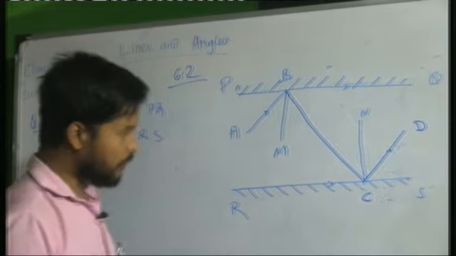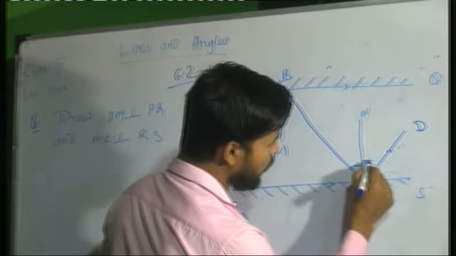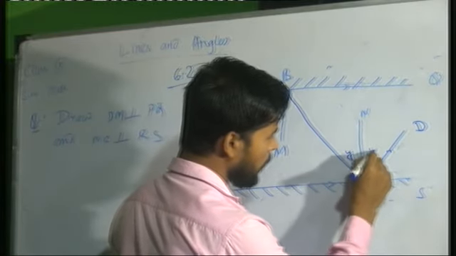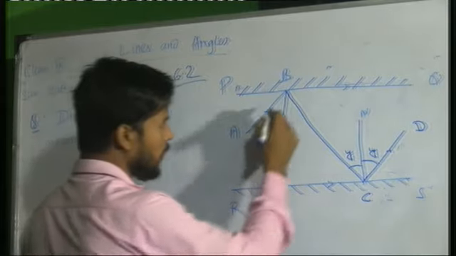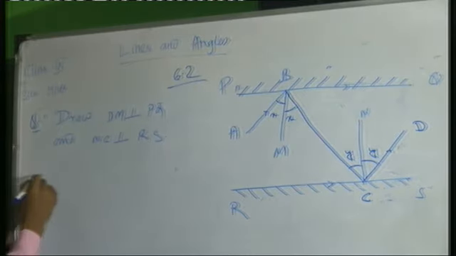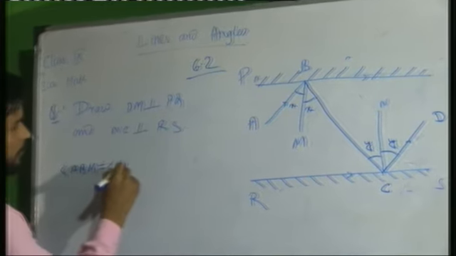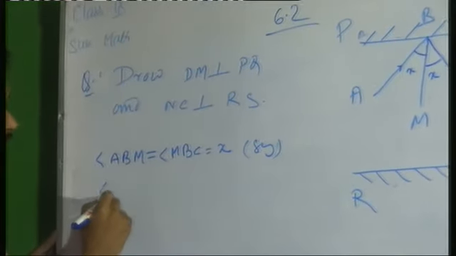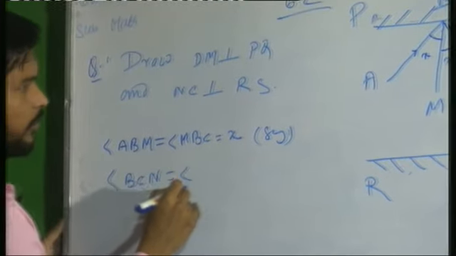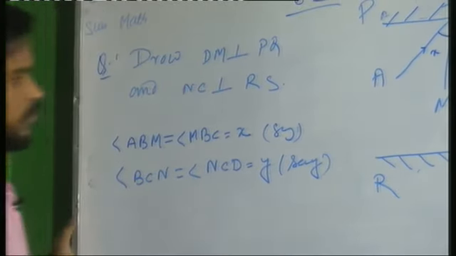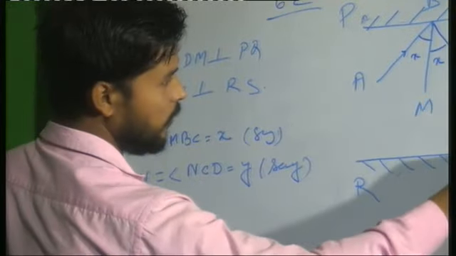Now from the law of reflection we know that this angle will be equal to this angle. The angle of incidence and the angle of reflection are equal. Let this angle be y, so this angle will also be y. If we take this angle as x, this angle will also be x. So angle ABM is equal to angle MBC, which is x, and angle BCN is equal to angle NCD, which is y.